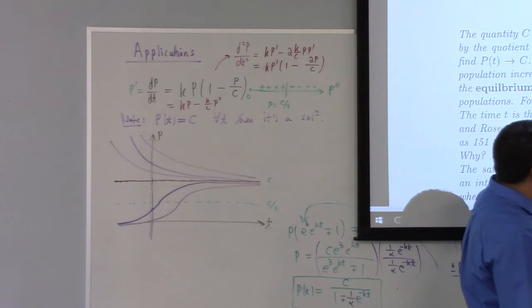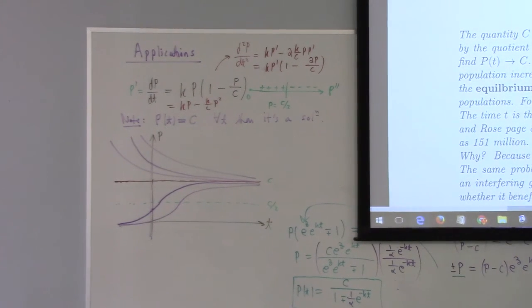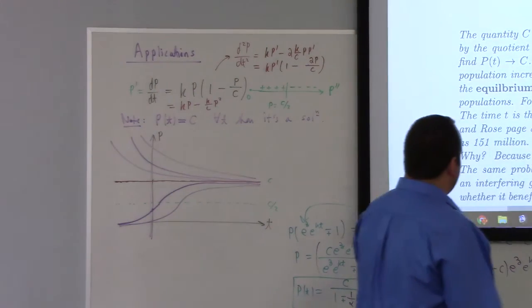Anyway, in this 1920 paper by Pearl and Reed, they suggested that the population of the United States was given by 210 divided by 1 plus 51.5 e to the minus 0.003 t. I believe t is in years, with t equals 0. What is it?